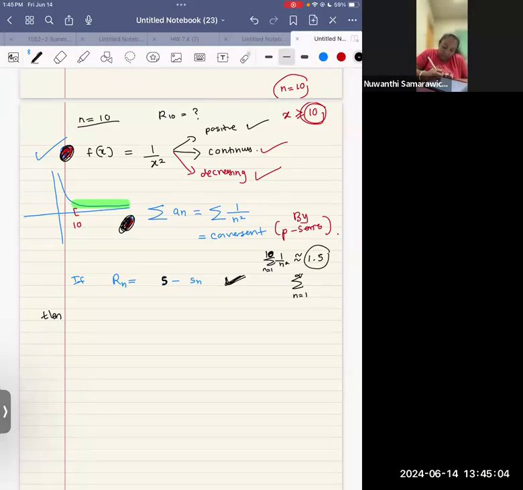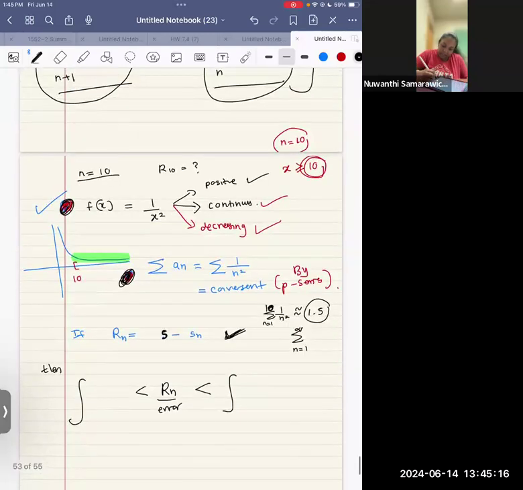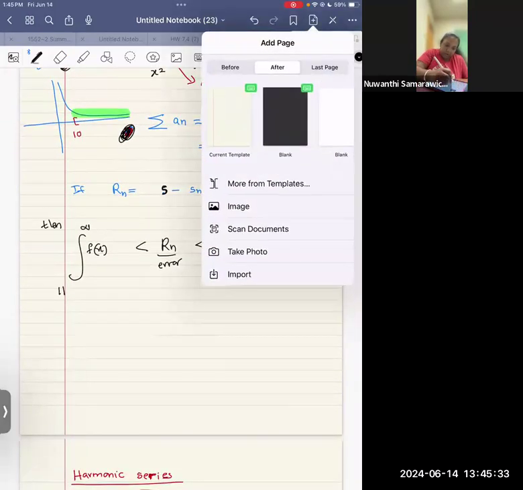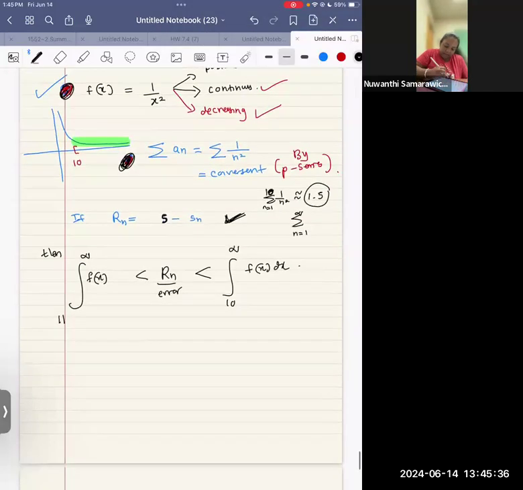So then we can use the error. The error should be between, this is your equation, the integral from n equals 10 to infinity of f(x) dx, and this is 11 to infinity of f(x) dx. So let's just find one of them. Can you all find, f(x) is 1 over x squared? What is the definite integral of this?